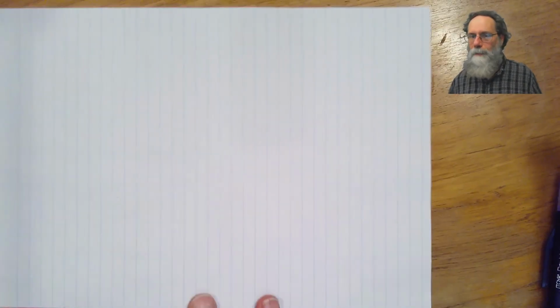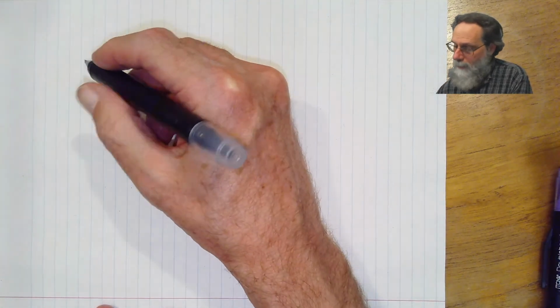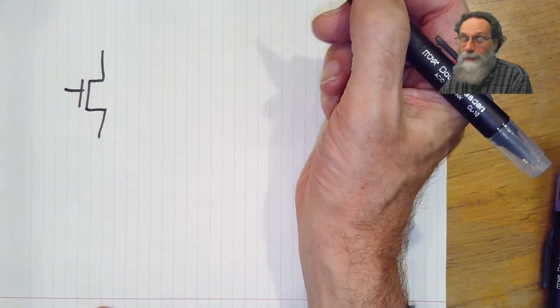Okay, that was the NFET. What about the PFET, which is the other type, using p-doped semiconductor rather than n-doped semiconductor? Well, the symbol is much the same because it's still metal oxide semiconductor.